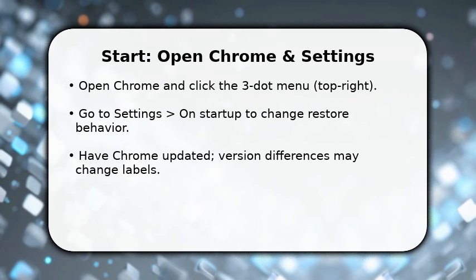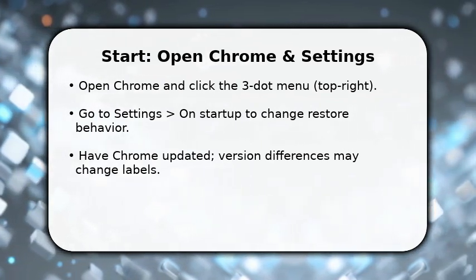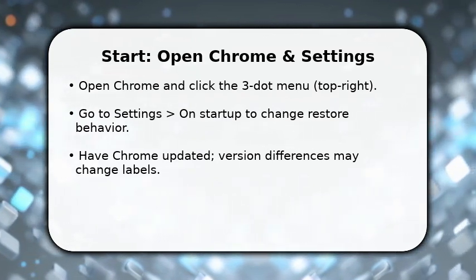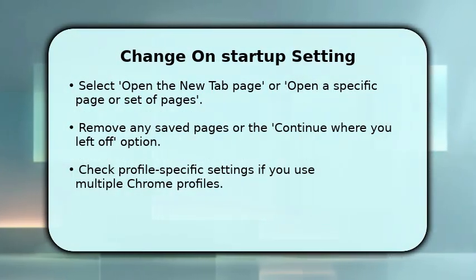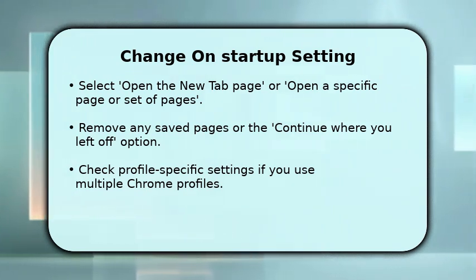Changes apply per profile. Now that you're in On Startup, move to the next action to stop automatic page restore. You'll change the startup mode. Under On Startup, select Open the new tab page or choose Open a specific page and remove any saved pages that reappear. Once done, avoid the Continue where you left off option. That is the setting that reopens tabs. If you prefer a fixed set, add just the pages you want.